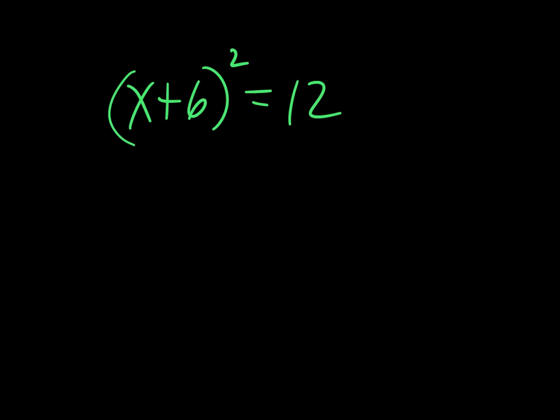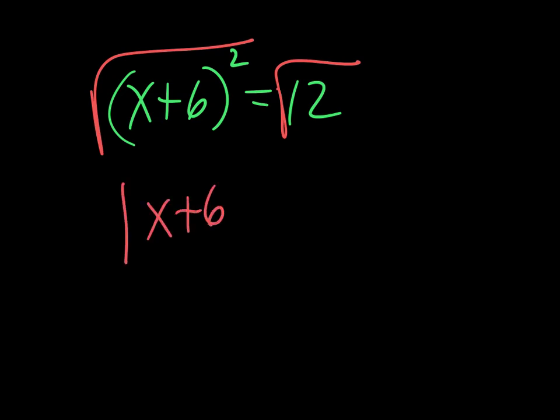Watch. I take the square root of both sides. And once I have the square root of both sides, this is absolute value of x plus 6. A lot of people are not going to remember that. Where'd that come from? Because we square rooted a variable. And do you remember that root 12 is really root 4 and root 3, which is 2 root 3?